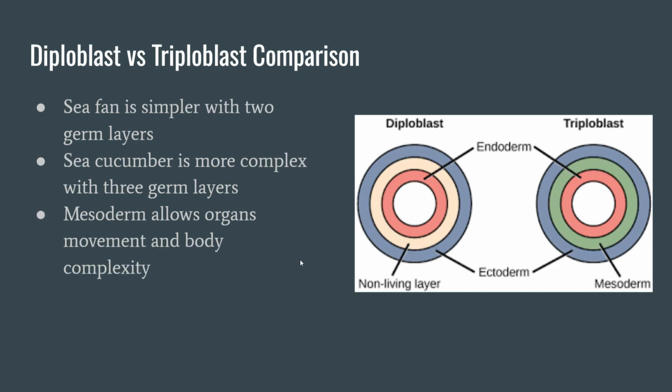So let's compare the two. Diploblast versus triploblast comparison. In comparison, the sea fan is simpler because it only has two germ layers and no mesoderm. The sea cucumber is more complex because it has three germ layers. The mesoderm allows for the development of muscles, organs, and movement.